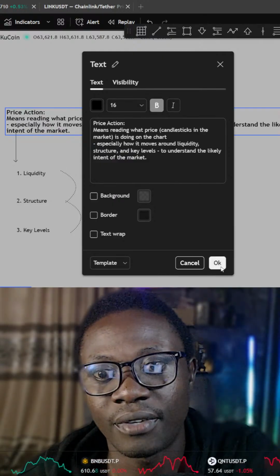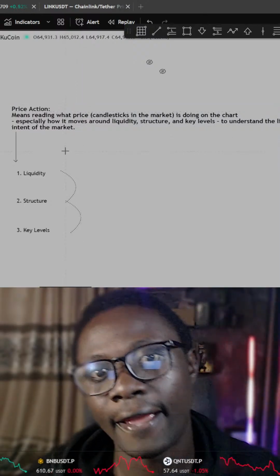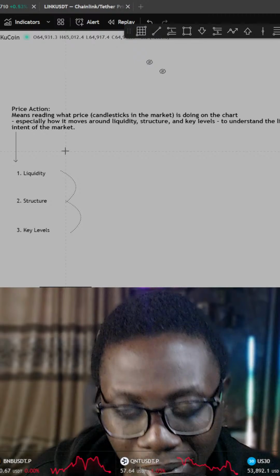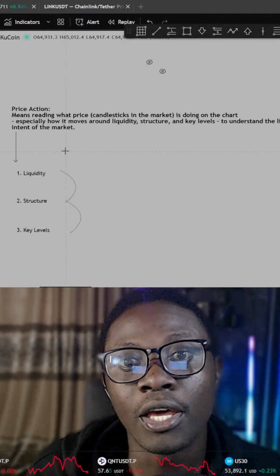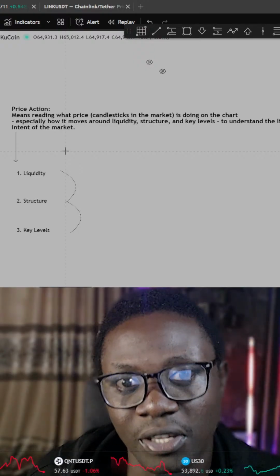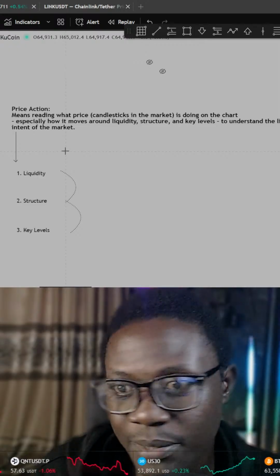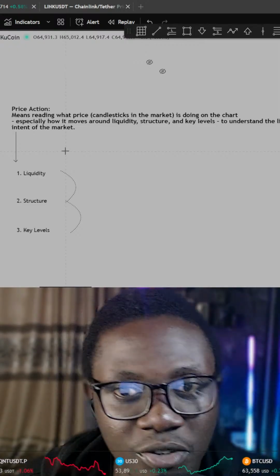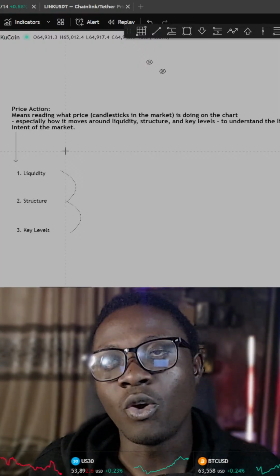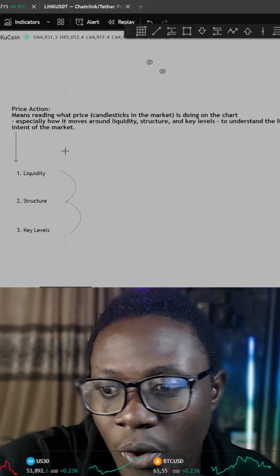Okay. So price action has been defined already as a way of reading the market's candlesticks or the market price, which is what we call it. And in doing so on the chart, we get to understand and of course see how price moves around liquidity, how price moves around structure, moves around key levels, just to the end that we understand the likely intent of the market.